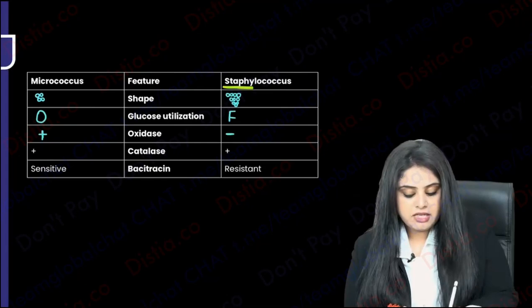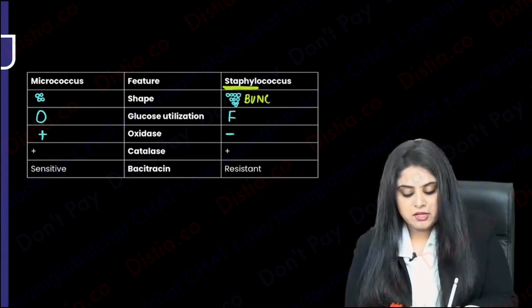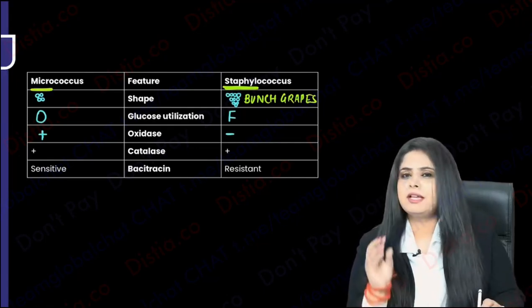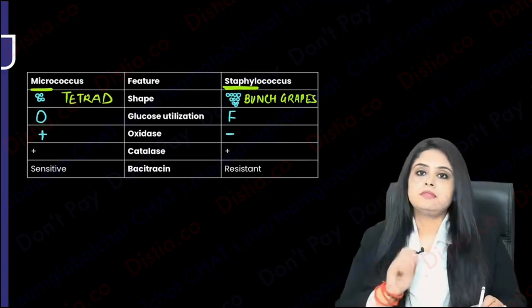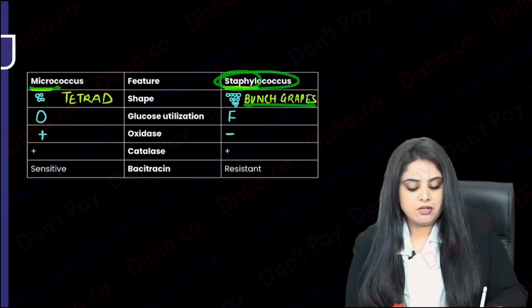Guys, do you know what is the meaning of the word staphyle? Staphyle means bunch of grapes. So which is the bacteria that looks like a bunch of grapes, and that is going to be Staphylococcus. What does Micrococcus look like? Micro, small, tetrads. They are going to be a bunch of four. Only a bunch of four, that is going to be tetrad. So repeating, Staphylococcus is staphyle, grapes, and Micrococcus is tetrad.